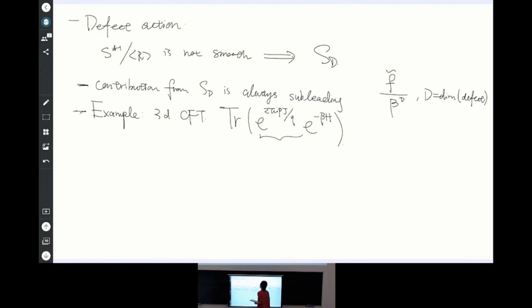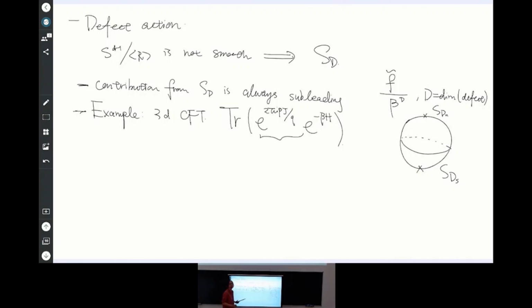Now, this element will rotate you along the z-axis. So the north pole and south pole are fixed under the rotation. So you would have to write down a defect action localized on the north pole and another defect action localized on the south pole.